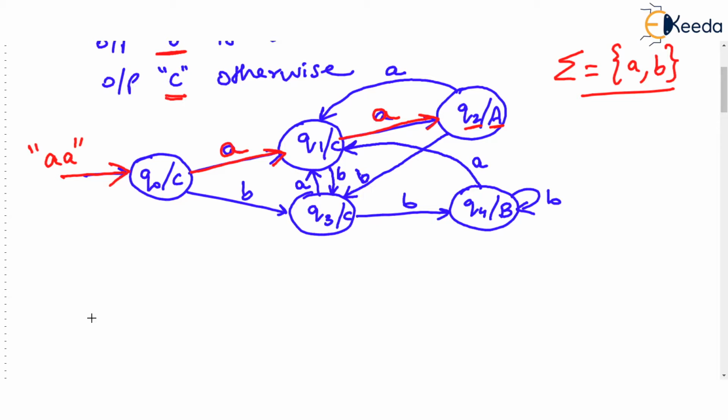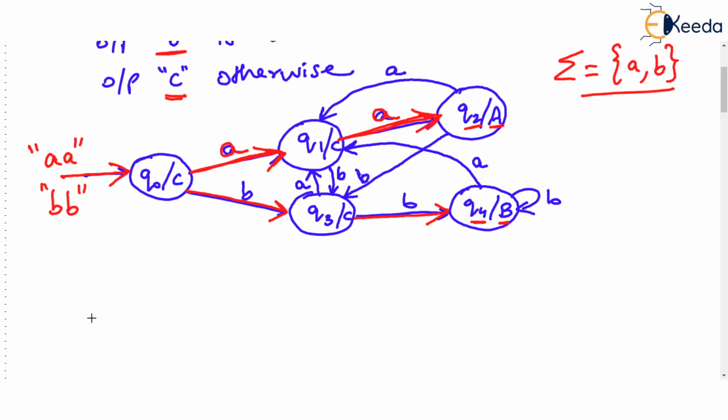If the input given is double A, then the machine will first traverse due to the first A to Q1 and due to the second A to Q2. And when the machine is in Q2, it will produce capital A. And indeed, that was the problem, that if the input ends with two A's, then the output should be capital A. What if we give double B? The same idea we have used. On tracing the first B, Q0 will go to Q3, and on tracing the second, consecutive B, it will go to Q4, and in Q4 we will produce the output B.